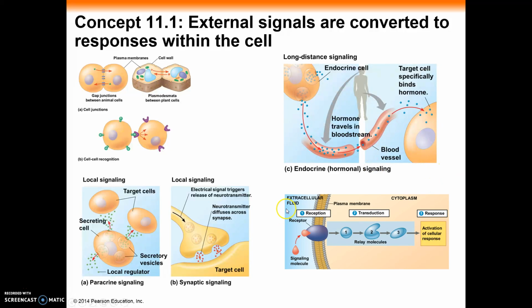And once a cell gets that signal, it goes through three steps. You get reception of that signal, transduction of that signal through a series of relay molecules that will ultimately lead to some type of cellular response.